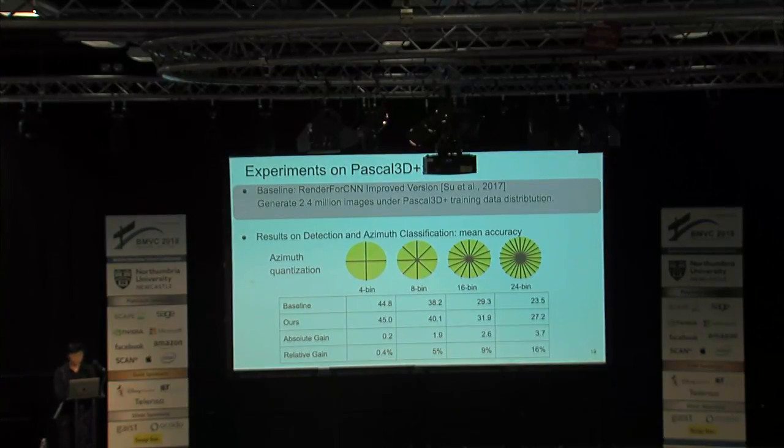And what is interesting here is that as the division of azimuth increases from 4 bins to 24 bins, which means the task becomes more difficult, our improvement over the baseline is more significant. This aligns with our methodology because we are mining hard examples.